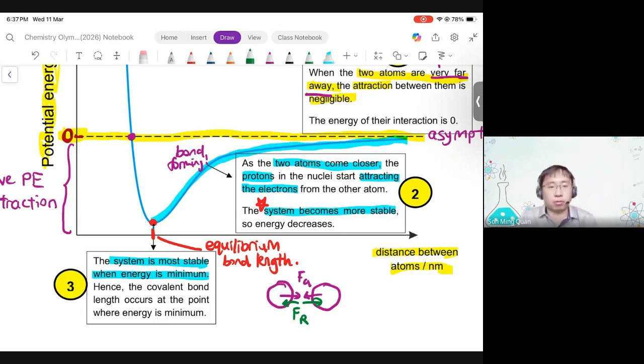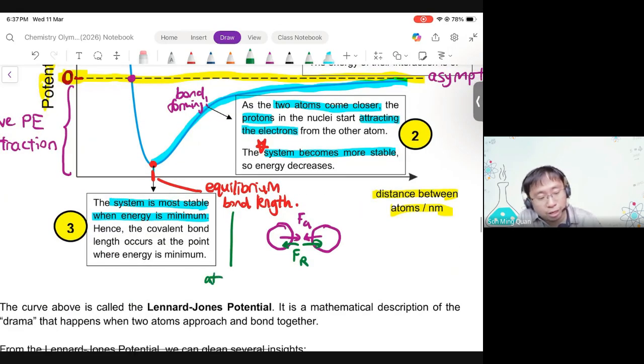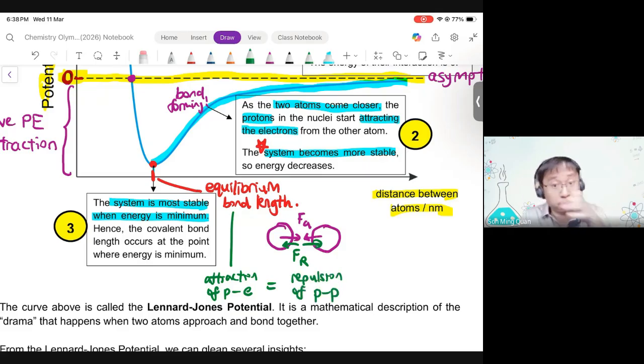So the equilibrium occurs when the attraction of the proton with the electron is equal to the repulsion of the proton with the proton of the other atom. That results in no resultant force on the atom. Hence, the forces are balanced and so it reaches equilibrium. Of course, for those non-physics students, this is just extra info. For the physics students, this is one good way to study. You can link chemistry to physics.